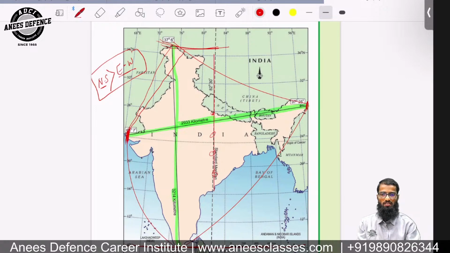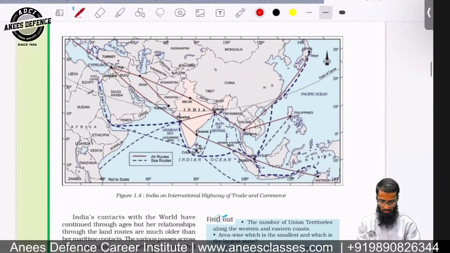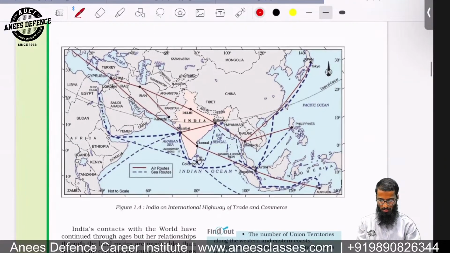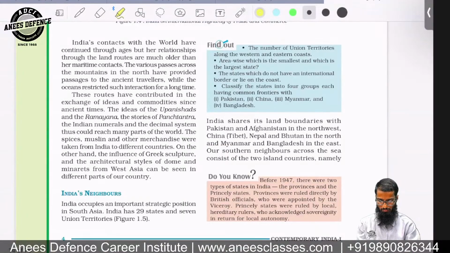So you will get this type of structure. Trade and commerce. So this route is very important for trade. So we have a very important port, that is JNPT, Jawaharlal Nehru Port Trust. Very important.